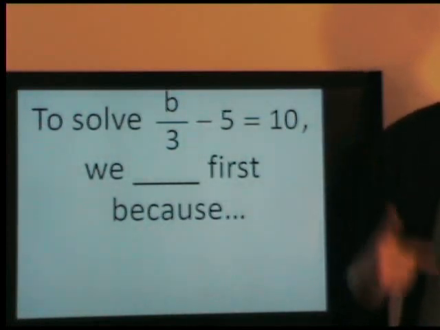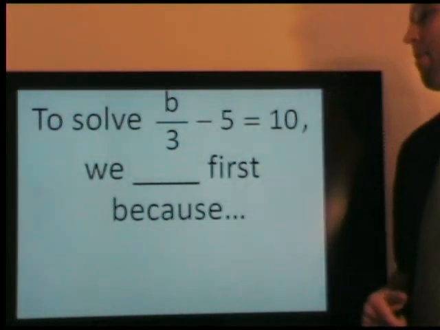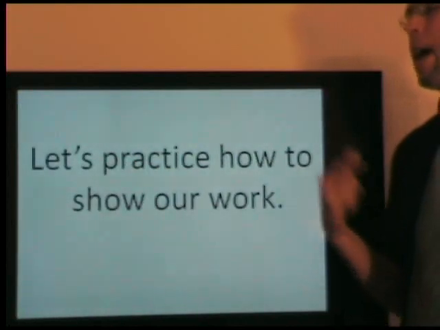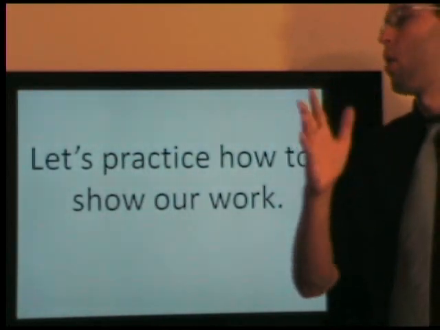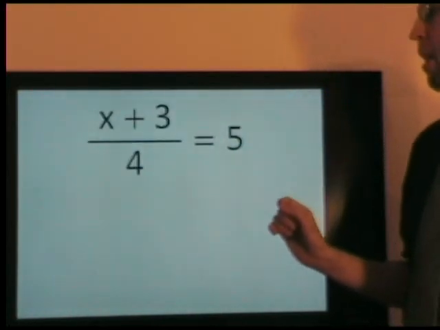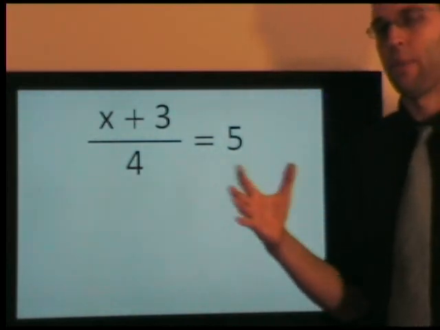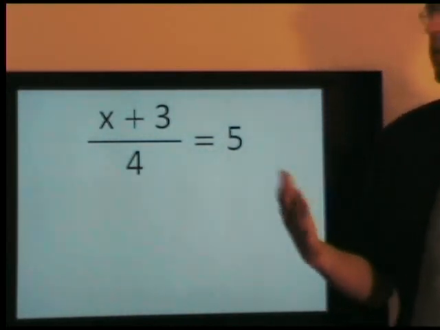How do we undo subtracting 5? Adding 5 on both sides. Okay. So now we're going to practice actually how we would actually write out the work. Okay. So again, first, just like before, we need to identify what's happening to x.